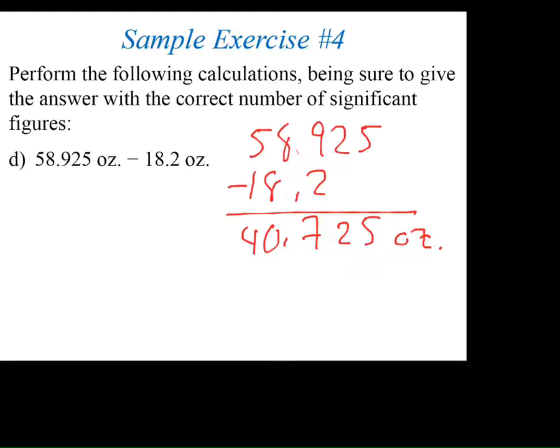OZ. Yeah, so this one's out to the thousands. This one's out to the hundreds. So the fewest is hundredths. What's that called? Tenths. So we'll go to the tenths, right? So, 40.7 ounces. Okay, what do you think?